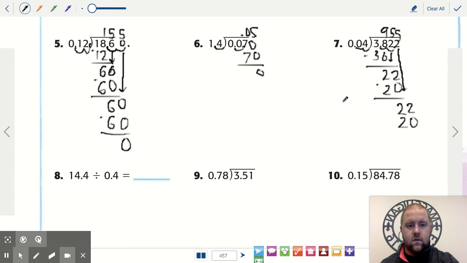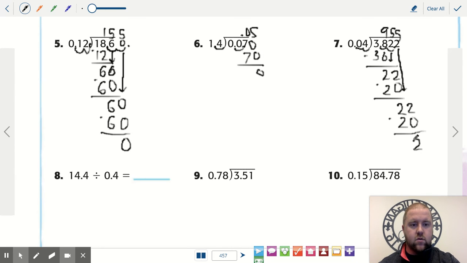Okay, so then I was subtracting 22 minus 20. I get a 2. Now there's nothing else to bring down, but I can't have a remainder when I'm doing decimals. So if I add on my 0 and bring it down, then I have 4 into 20 5 times. 5 times 4 is 20. I subtract that, and I get a 0. All right, so now I'm done. Now I just need to bring my decimal straight up, and I have 95 and 55 hundredths.